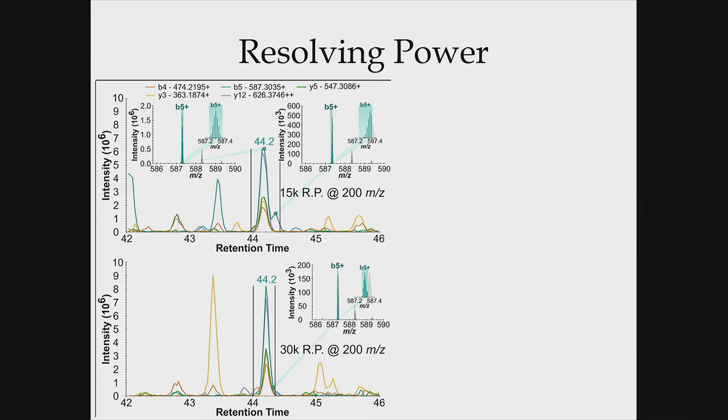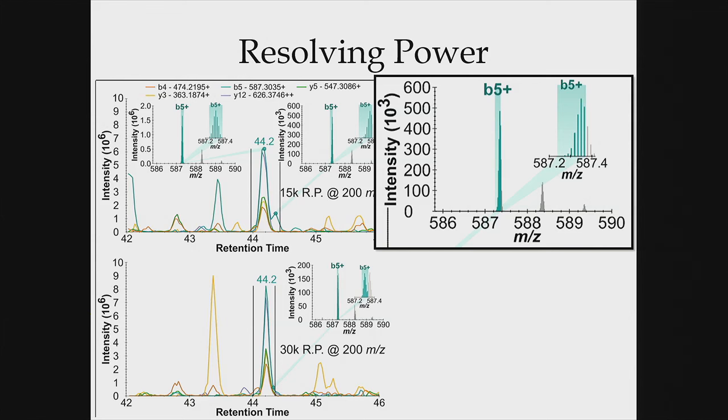Similarly, here's a case where we have the same isolation window width, but now the difference is the resolving power that we're using for the MS/MS scan. I've talked about isolation window width, but of course it's also important to have high resolving power on your MS2 scan. So now we're looking at interference in the 15,000 resolving power case, but none in the 30,000. So here's what's going on.